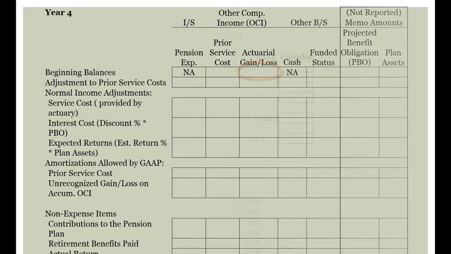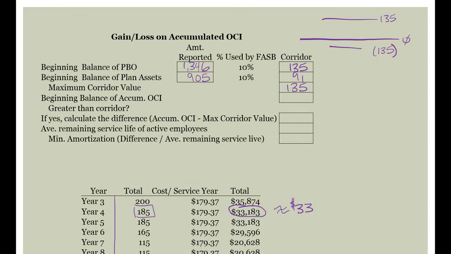There we go. And our beginning balance of our accumulated OCI is right here. I'm at 152, so try as I might, I'm still not doing all that great. I'm way up here, 152. Even though I tried to amortize away some of this last year, it actually got worse. It got bigger. And I still need to bring it down. So let's see. Is it greater than the corridor? 152 is greater than the 135. So I take the difference, 152 minus 135, and my difference is going to be 17,000.